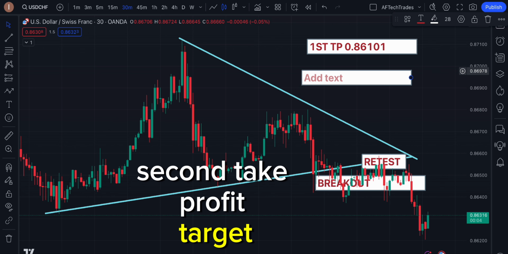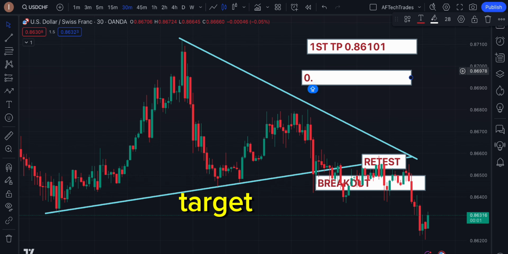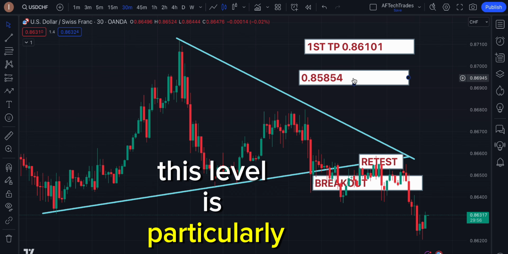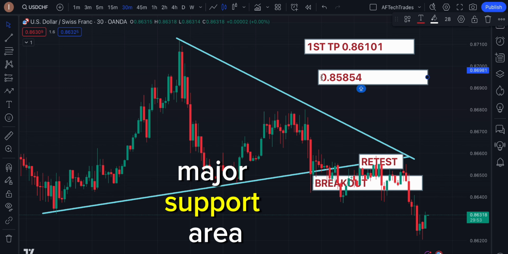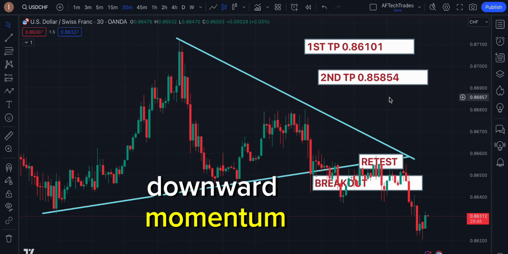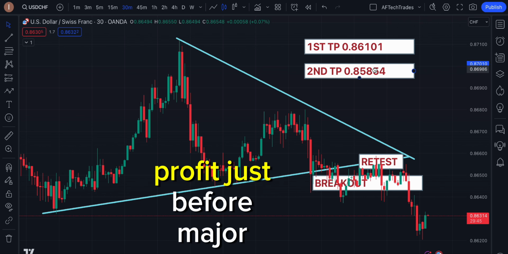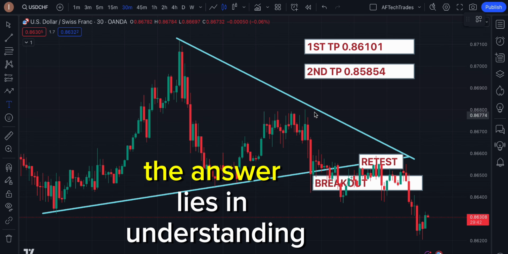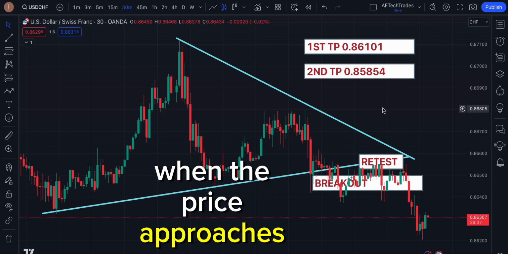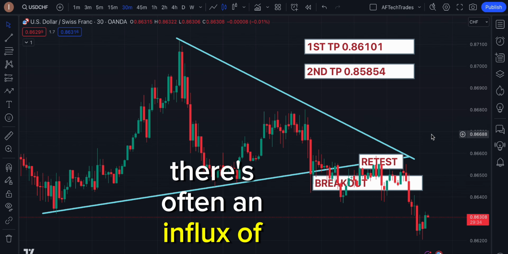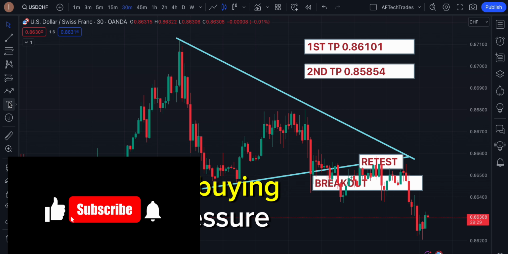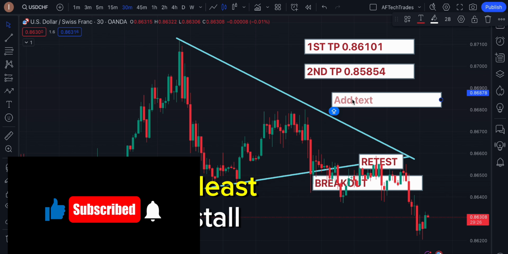Second take profit target. Moving on to our second take profit target, which is set at 0.85854. This level is particularly important because it sits just before a major support area. By targeting this level, we're looking to capture the bulk of the market's downward momentum. Why do we place our take profit just before major support? The answer lies in understanding how the market behaves around these key levels. When the price approaches a significant support level, there's often an influx of buying pressure as traders look to enter the market at what they perceive to be a good price. This buying pressure can cause the price to reverse or at least stall.